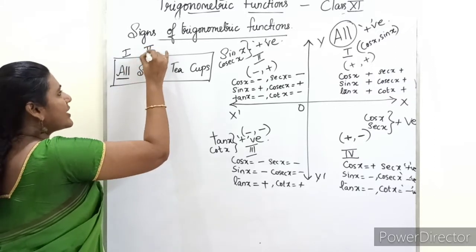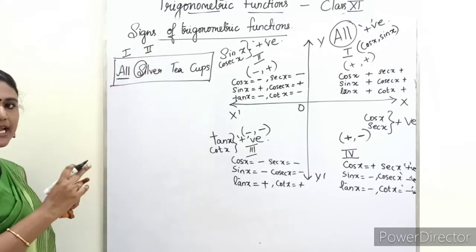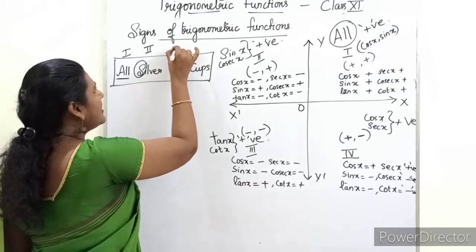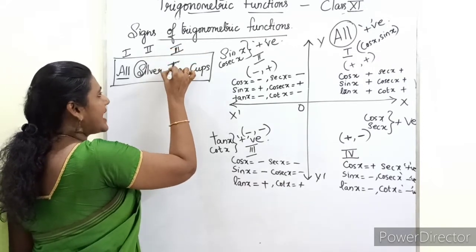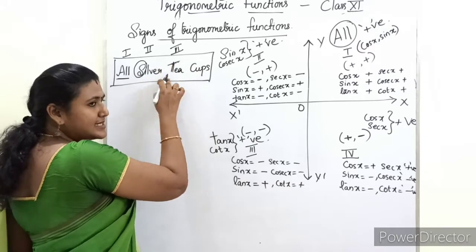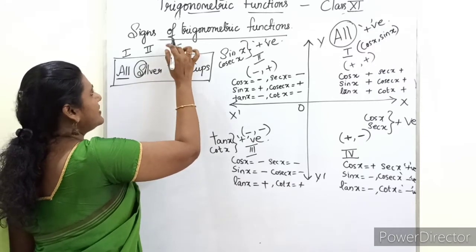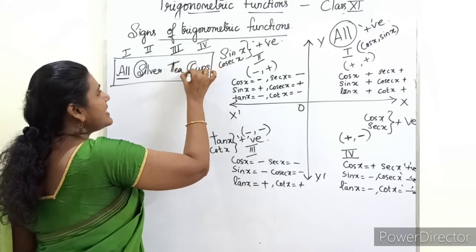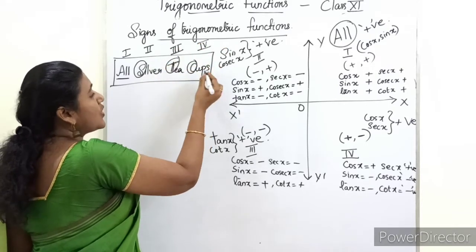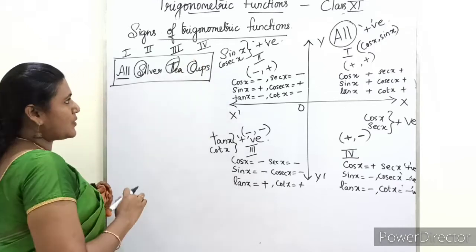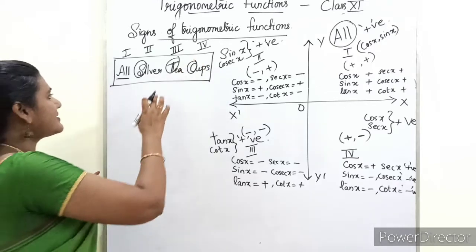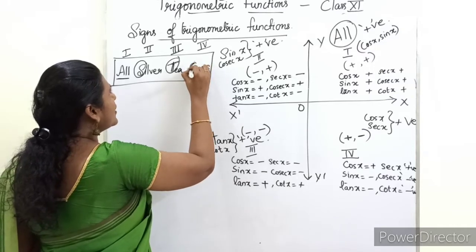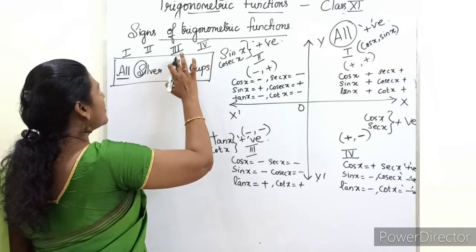In the second quadrant, S means sine, and its reciprocal, that is cosec, is positive. In the third quadrant, T means tan, and tan and its reciprocal, cot, are positive. And in the fourth quadrant, C is cos, and cos and sec are positive. So you have to remember this one. This is a shortcut to remember the signs of trigonometric ratios in all the four quadrants.